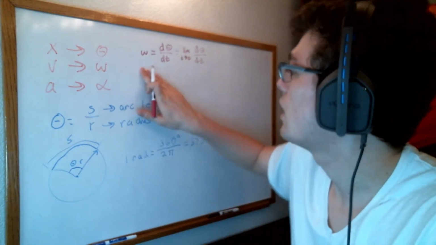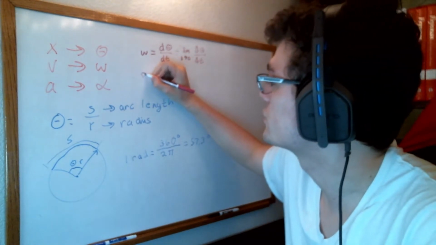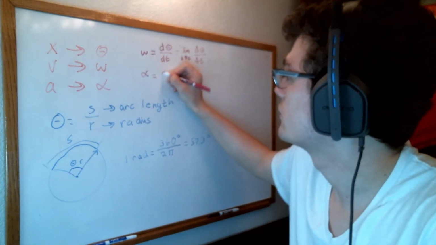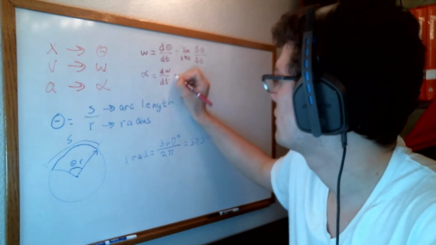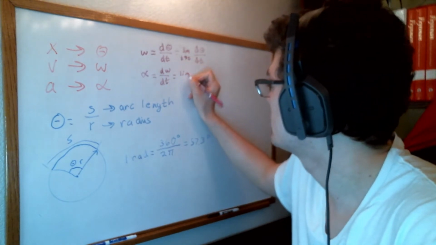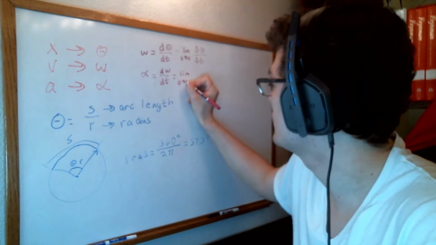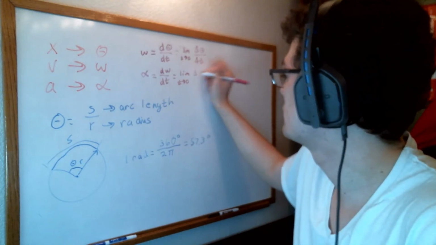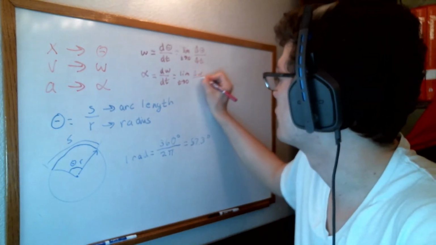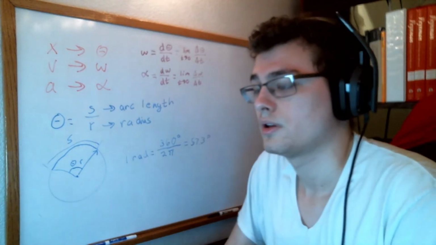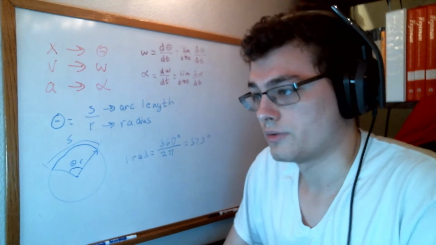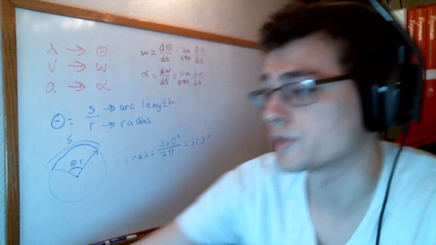Same thing goes for angular acceleration, and that will give us d omega over dt, which is going to be equal to the limit as delta t approaches 0 of delta omega over delta t. So there we go. Now we've correctly written out those limits.